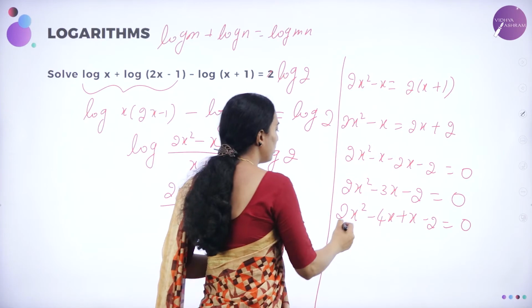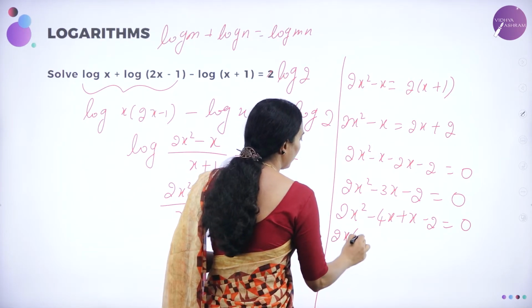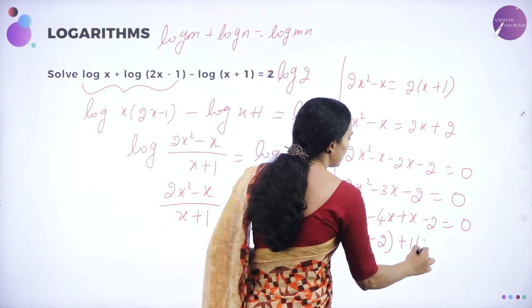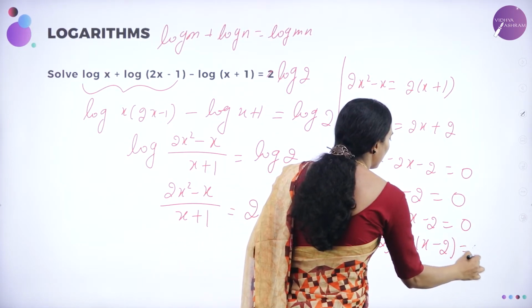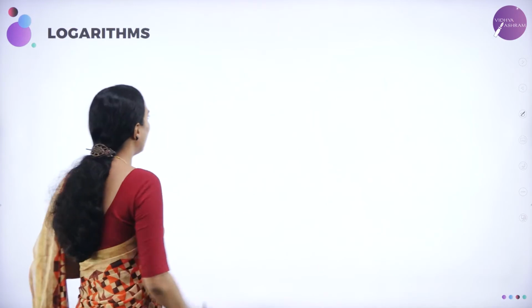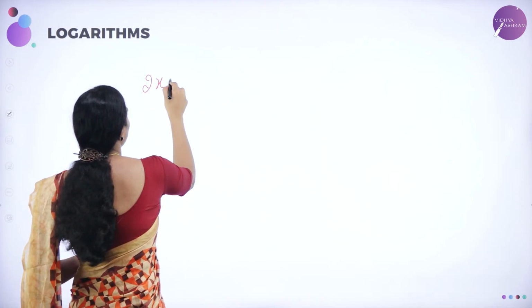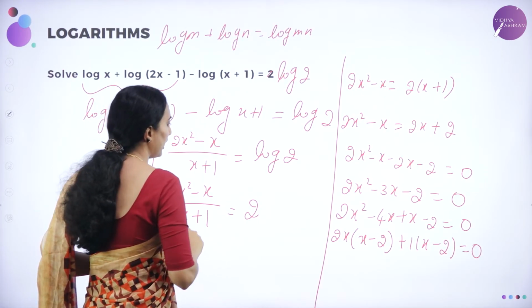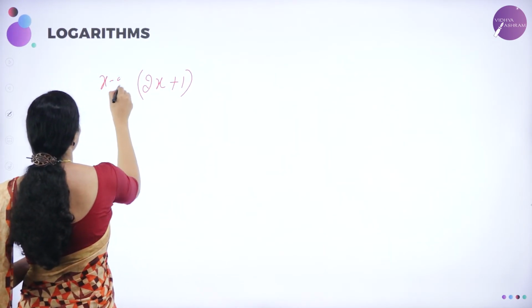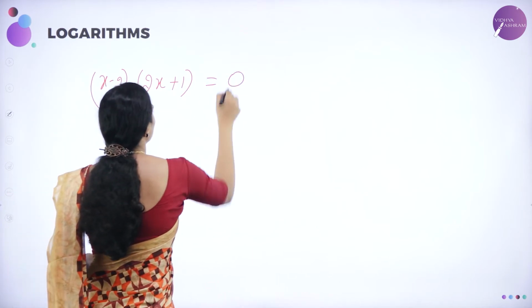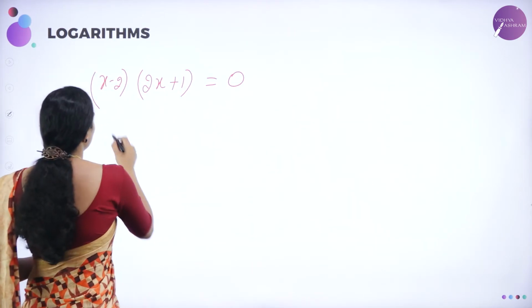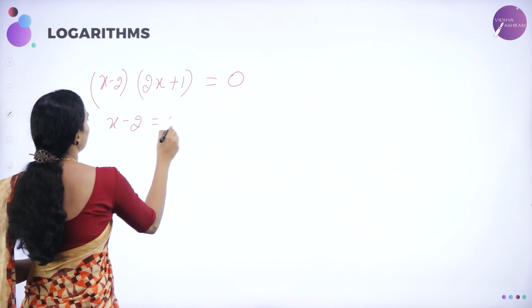So you can take 2x common, which means you are going to remain with x minus 2. Here plus 1 is common, which means you are going to remain with x minus 2 is equal to 0. Therefore, the answer you are going to get is 2x plus 1. If you take the common here, you are going to remain with x minus 2, which will be equal to 0. Correct?